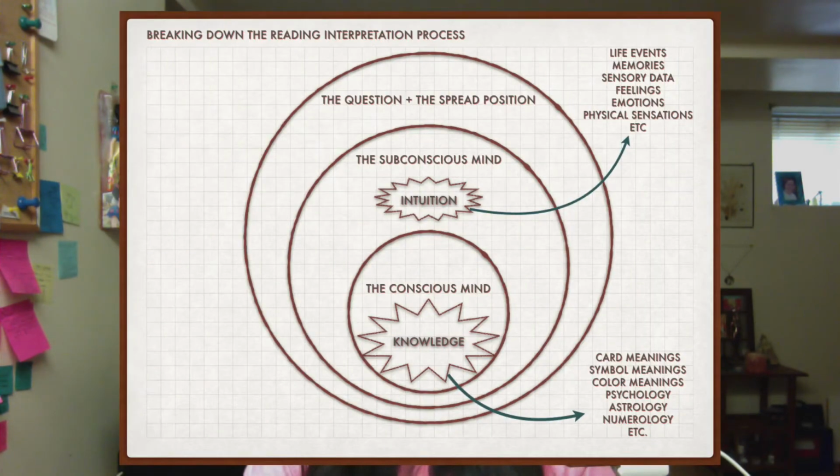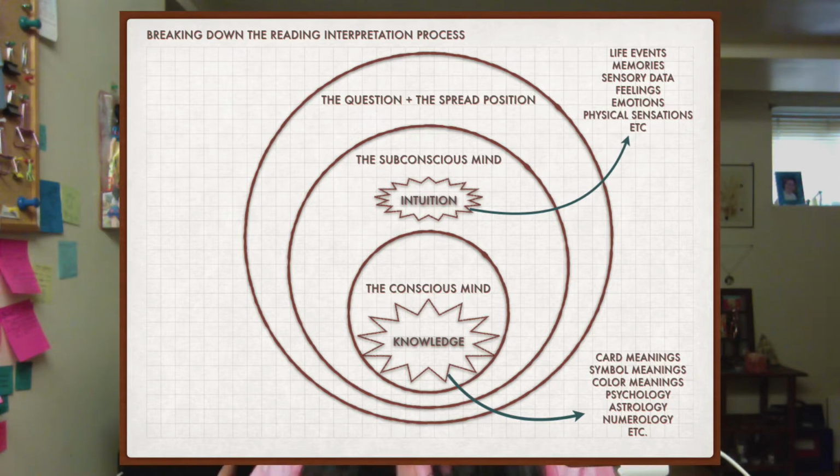Now, let me put up the other photo, and this is the very technical breakdown of what happens. As you can see here, your conscious mind contains the knowledge that you gain by studying. So you have your card meanings, the meanings of the symbols, the colors, psychology, mythology, astrology, numerology, everything. The whole thing is your knowledge that you're consciously adding to yourself. Even this video, for instance, is going to go into the knowledge base of your conscious mind.